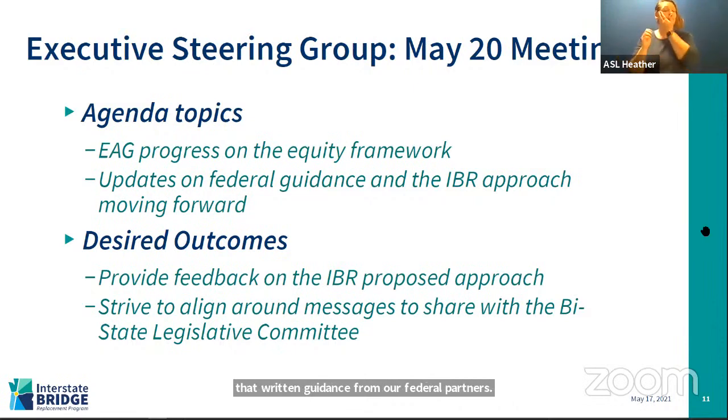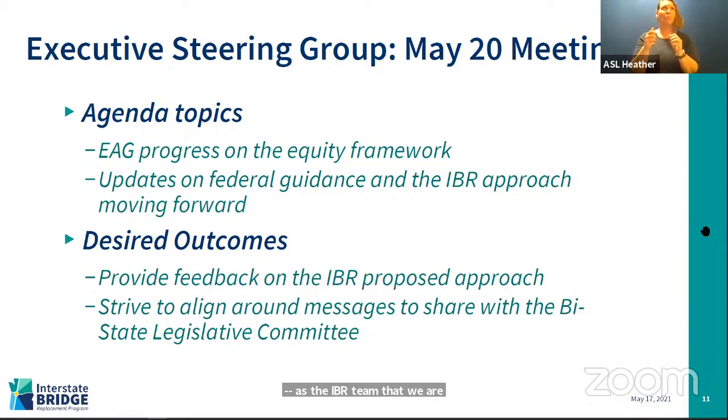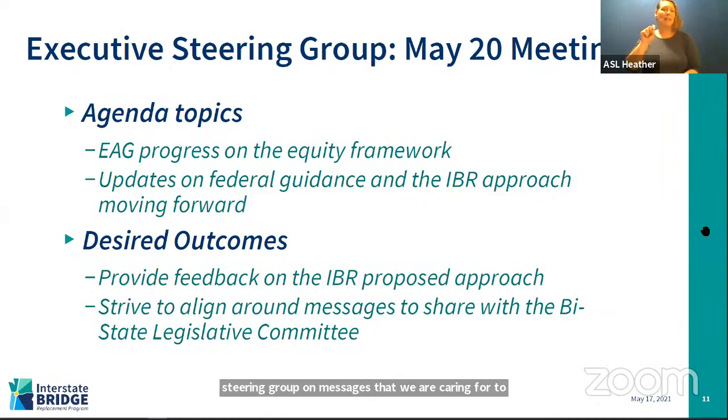The outcomes that we're looking for from the executive steering group is to provide that feedback so we can shape our direction going forward. And once again, we are looking for alignment around messages that we can share with the bi-state legislative committee. We want to make sure that the IBR team is aligned not only with our advisory groups, including EAG, but also with ESG, the Executive Steering Group, on messages that we are carrying forward to the Bi-State Legislative Committee. So next slide.